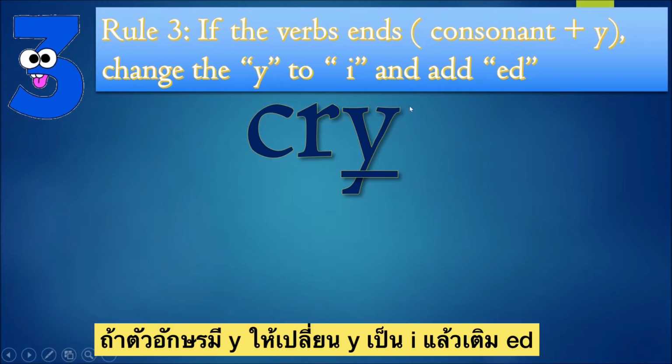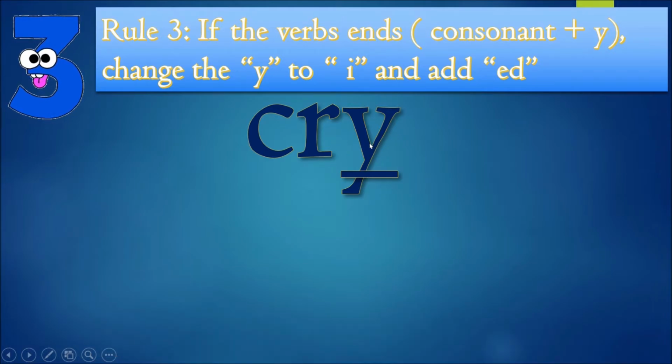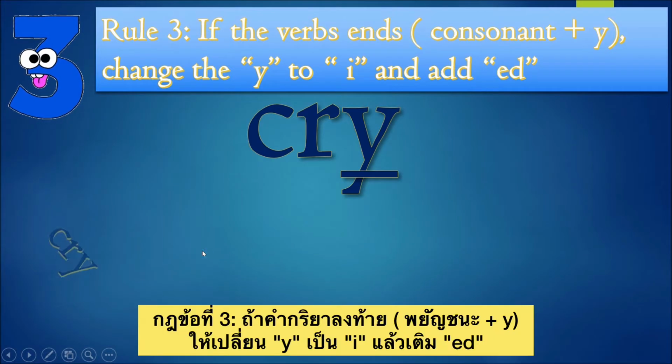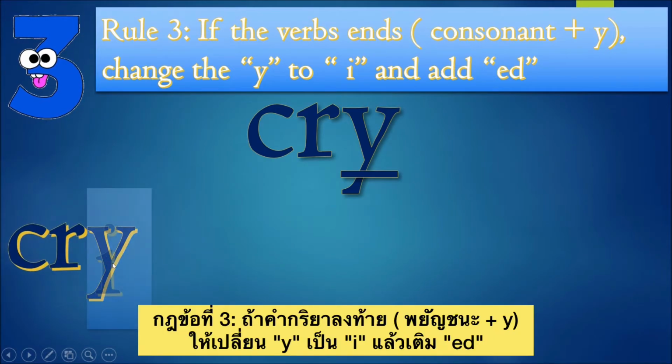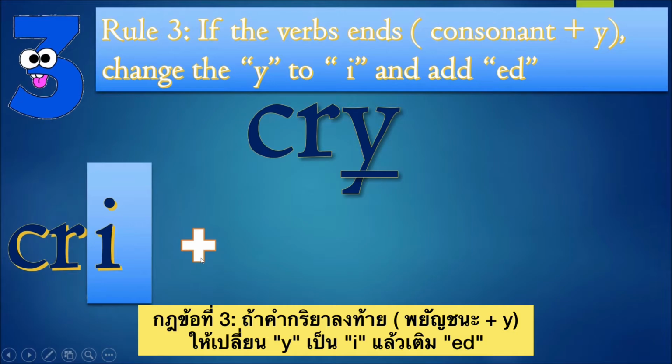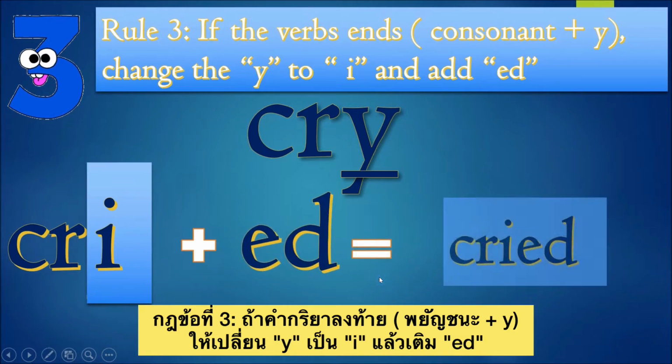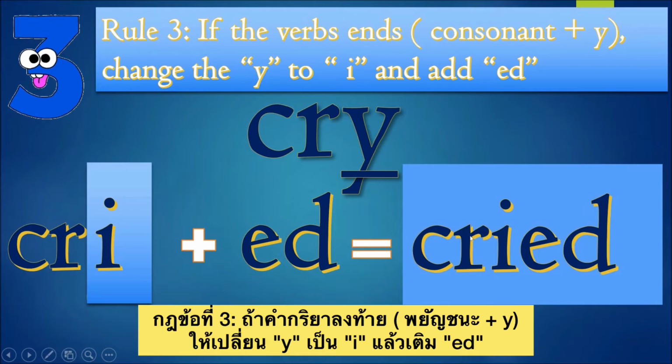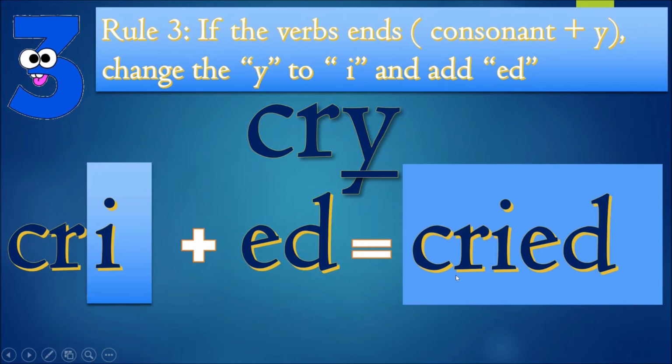One more time. If the verb ends with a consonant and y. Okay, so for the word cry, C-R-Y, R is a consonant followed by a y. The rule is you have to change the y to I, and then you have to add ed, and then put it together so the word will become cried.